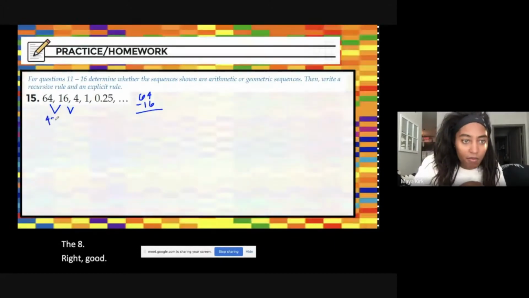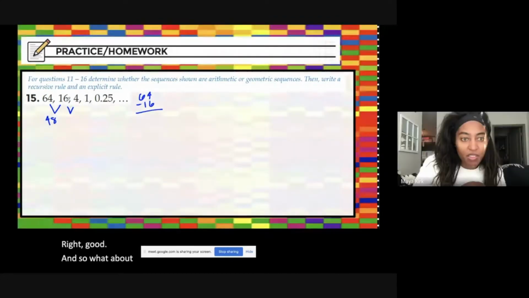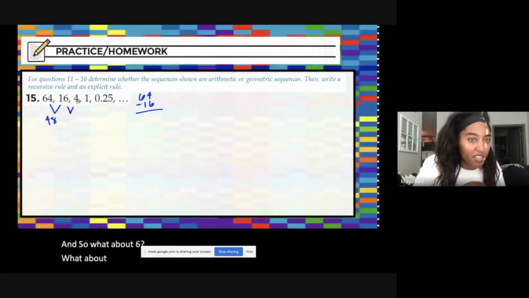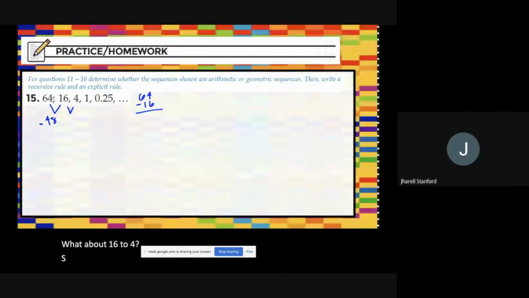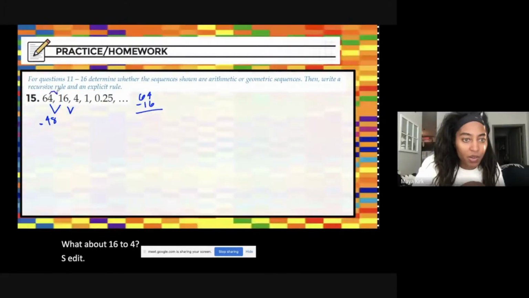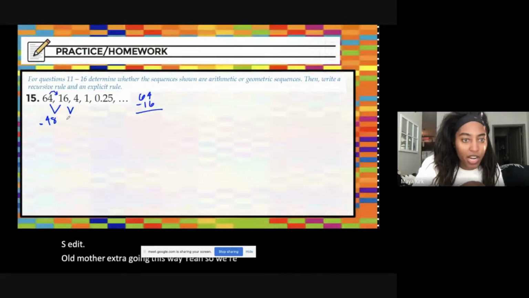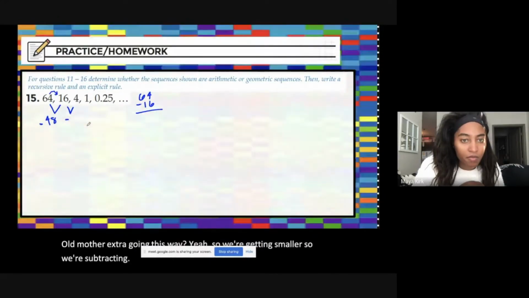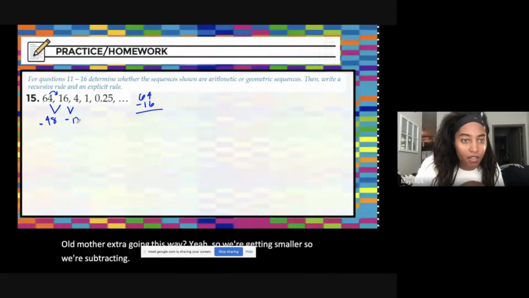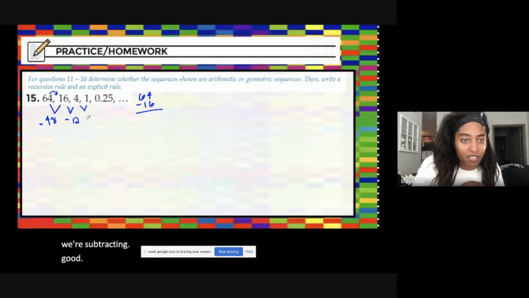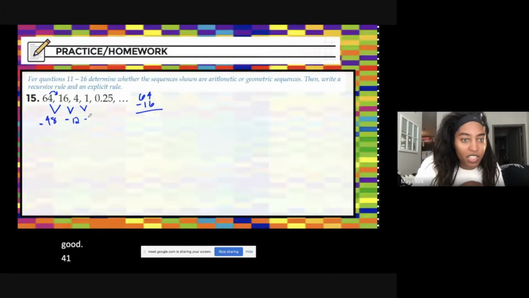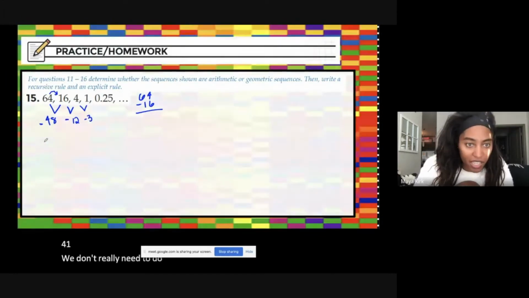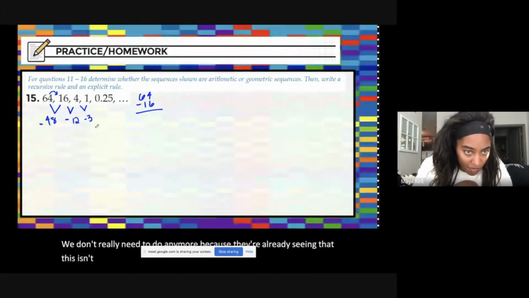Okay. And so what about 16? You just gotta give me a sec. What about 16 to 4? That's adding it, right? Oh, my bad. That's subtract. We're going this way, so we're getting smaller, so we're subtracting. 12. Good. 4 to 1. 3. We don't really need to do any more because we're already seeing that this isn't the same, right?